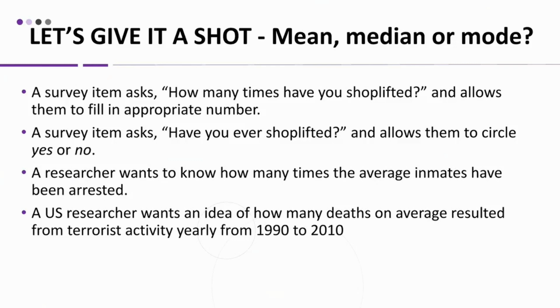And finally, a U.S. researcher wants an idea of how many deaths on average resulted from terrorist activity yearly from 1990 to 2010. Complicated question, right? If it's complicated, that usually means I'm trying to have you think about something critically. So it might appear, I'll go through this quickly, just off the top of your head, probably wouldn't want to do mode. Looking at a 20-year span, 21-year span, mean could work. That would definitely give you the average, and that's what you want. Something, though, to consider, as I talked about, looking at the context of the research, the context of the question being asked, that might be necessary to determine the difference between using a mean and a median.